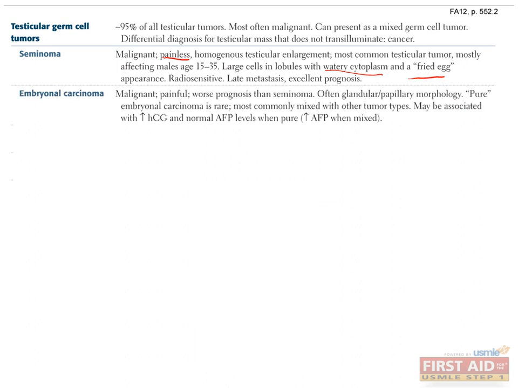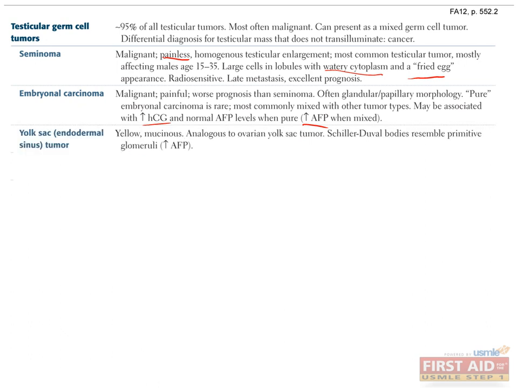Embryonal carcinomas, in contrast, are painful and are associated with a worse prognosis, with about a third to a half of patients presenting with METs at the time of diagnosis. These tumors tend to be undifferentiated, glandular, and papillary in morphology. They are often mixed with other non-seminoma tumor types like yolk sac tumors. You can find increased AFP and increased HCG levels with this condition, but these markers are coming from the other tumor types and are not from the embryonal carcinoma tissue itself.